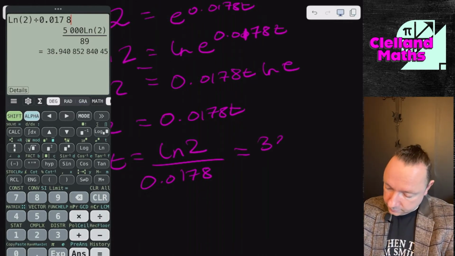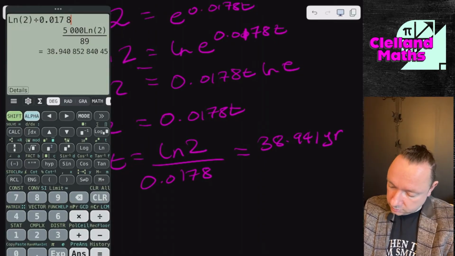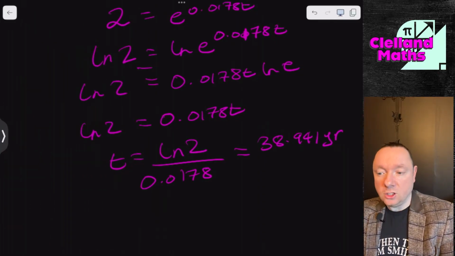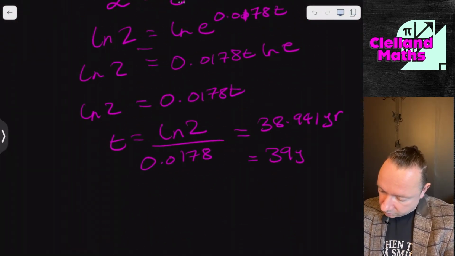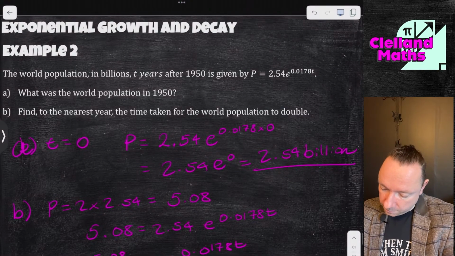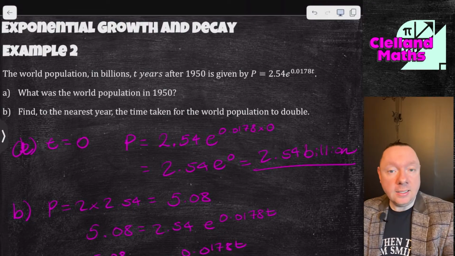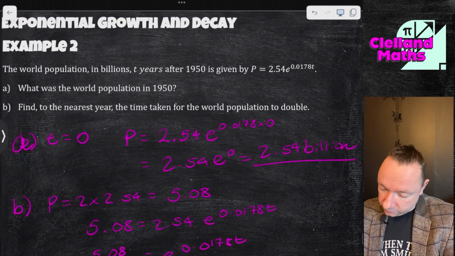38.941. And that's years. And then to answer the question, to the nearest year, 39 years is how long it takes for the population to double. And then you could probably say, well, that would be 1950, 60, 70, 89 is when it doubled, but we don't need to do that for now.